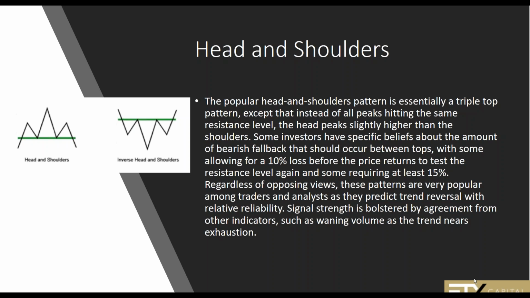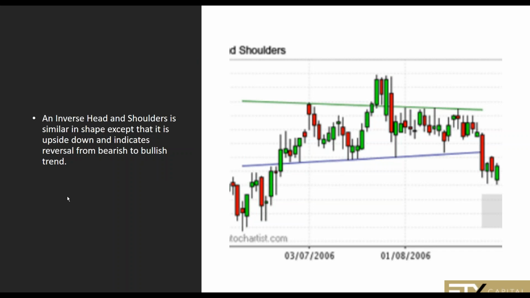So remember, your head must be higher than your shoulders. There is no formula for how high your head has to be. It just has to be higher than your shoulders. So it's like human beings. Some people have long necks, some people have short necks, some people have high foreheads. It still has to look like a head and shoulders, and this is what the pattern looks like. Okay.